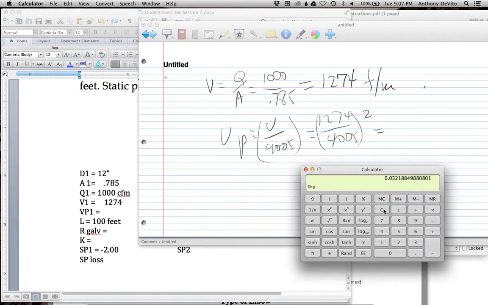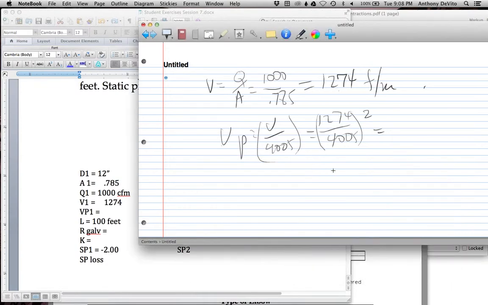Nope, I did something wrong there, right? Somebody's definitely trying to get in touch with me. 1274 divided by 4005 equals 0.3. Okay, so let's square that. Should be like 0.09, 0.1. Okay, say 0.1 inches of water. Okay, that's our velocity pressure.